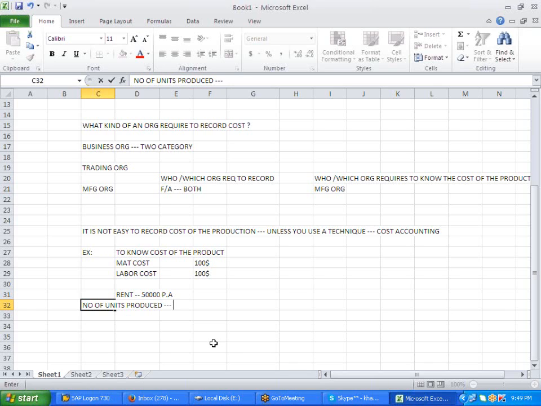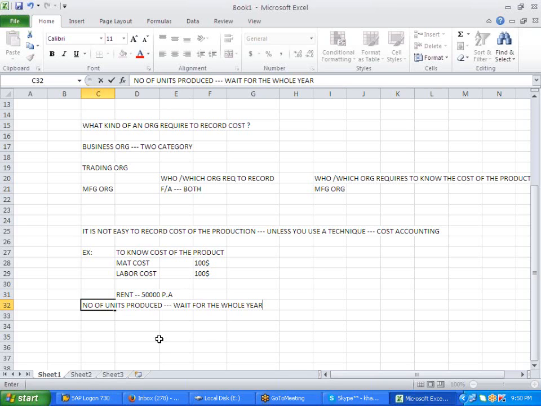If I want to know this number of units to be produced, I need to wait for the whole year, right? Because I'm doing it for the full year rent, right? Should I wait for the whole year or no? No, I shouldn't wait.